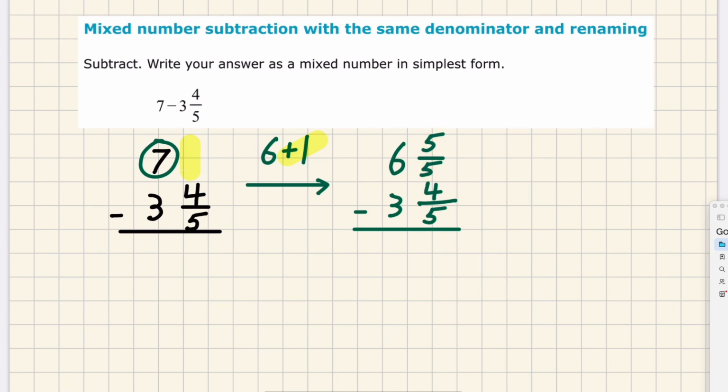From here, I can subtract, starting on the right, 5/5 minus 4/5. The common denominator is 5, and 5 minus 4 is 1. Then, looking at the whole numbers, 6 minus 3 is just 3. And this mixed number is in its simplest form, so 3 1/5 is our solution.